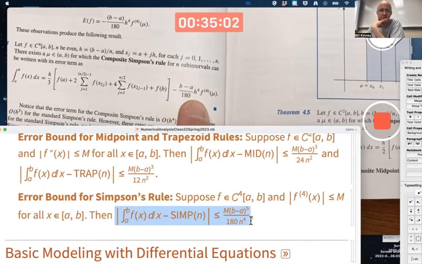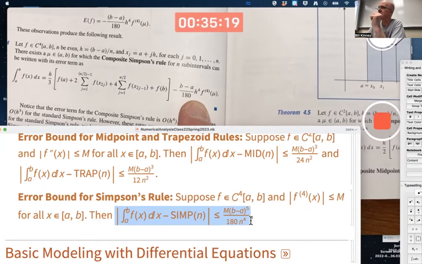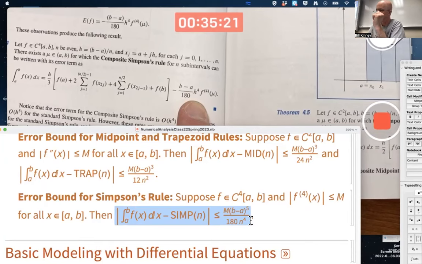Again, replace h with b minus a over n. You'll get b minus a to the 5th power then over n to the 4th power. See, the bottom is still 180. You can read the book's derivations of these things. It's understandable. It's not the hardest thing we have in the book. Actually, they just do it for Simpson's rule here.